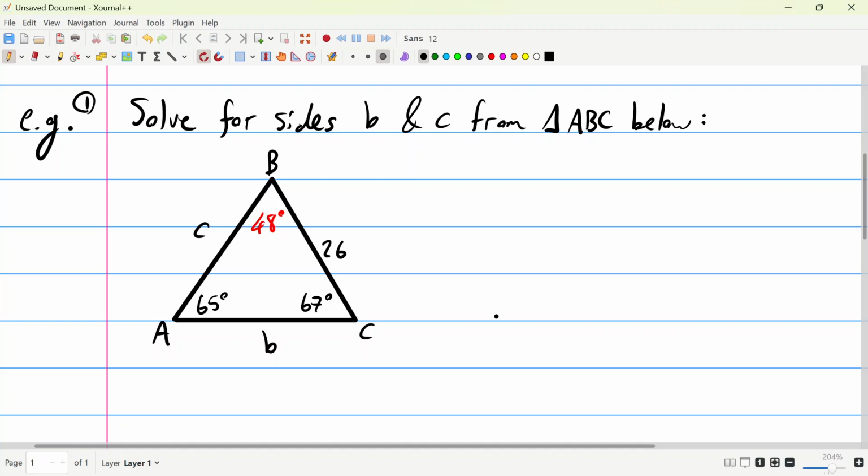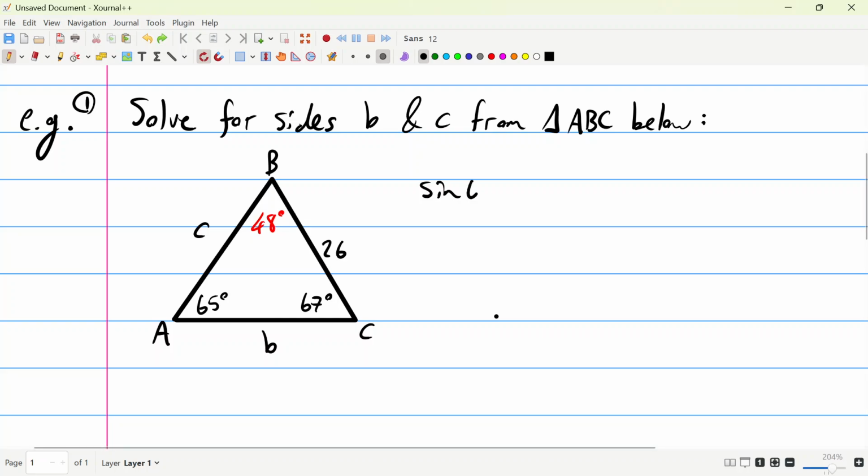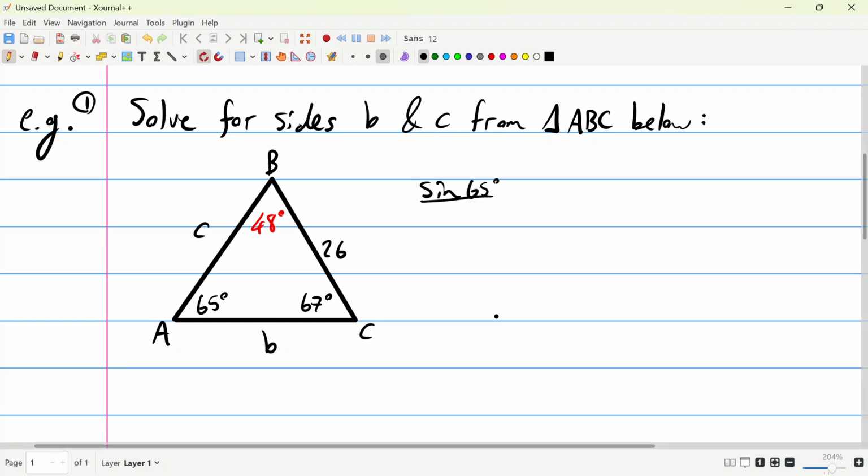Now from here, what is our sine rule? It is basically the sine of our angle. Let's start with angle A, then B, then C. We're first going to write down our three-expression equation. It'll be sine of 65 degrees divided by the opposite side, which is 26. Remember, if you take the sine of an angle, you must divide it by the side that is opposite it. So for 65 degrees, the opposite side is 26.